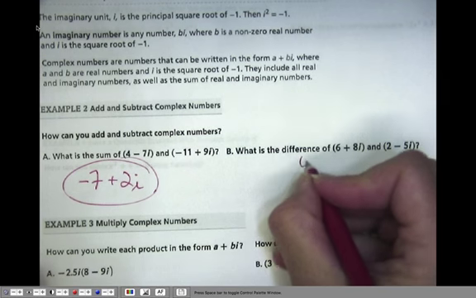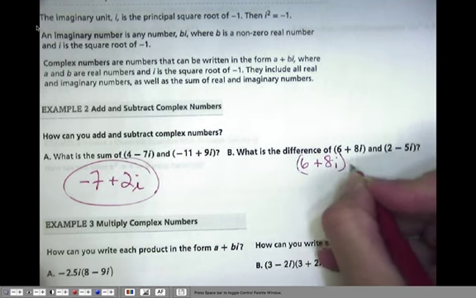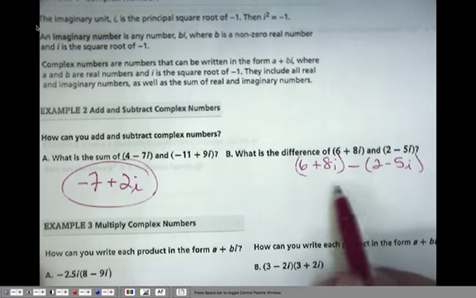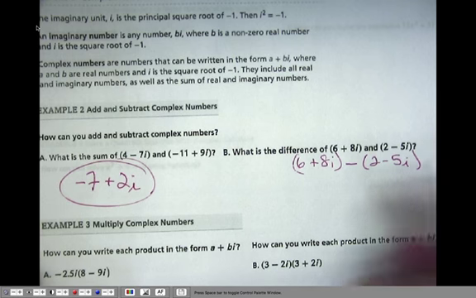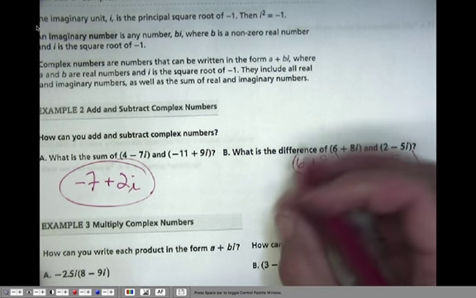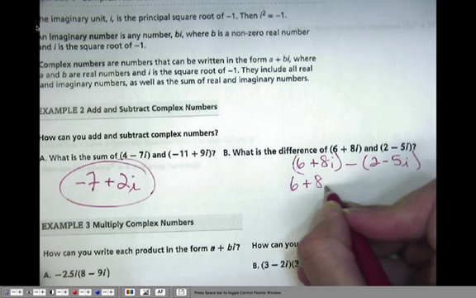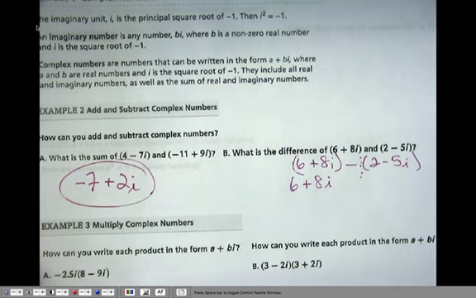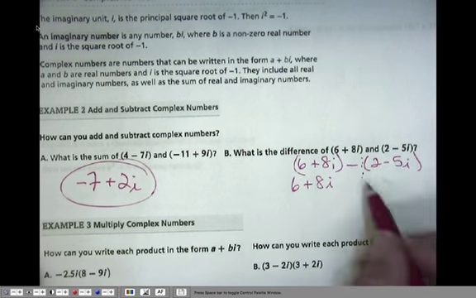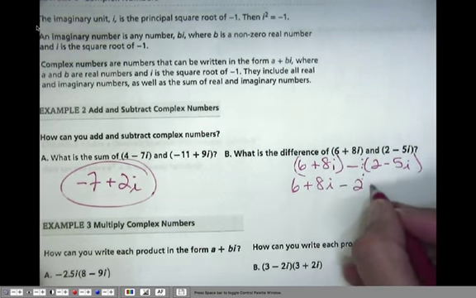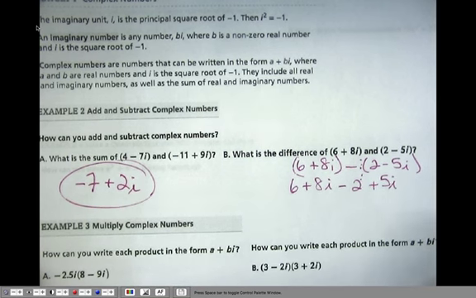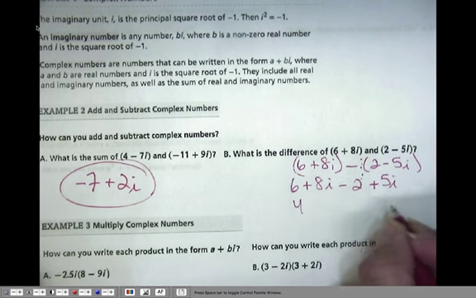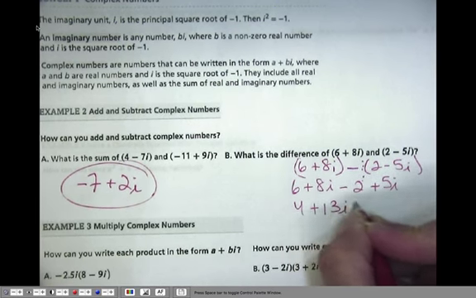If I have 6 plus 8i minus 2 minus 5i, I would advise starting with getting rid of the parentheses. So getting rid of the first parentheses doesn't change anything. I've got 6 plus 8i, but then think of this minus sign on the outside as a -1 that I need to distribute. So this is now -2 and then plus 5i. And then again, you're just combining like terms, and you have 4 plus 13i.